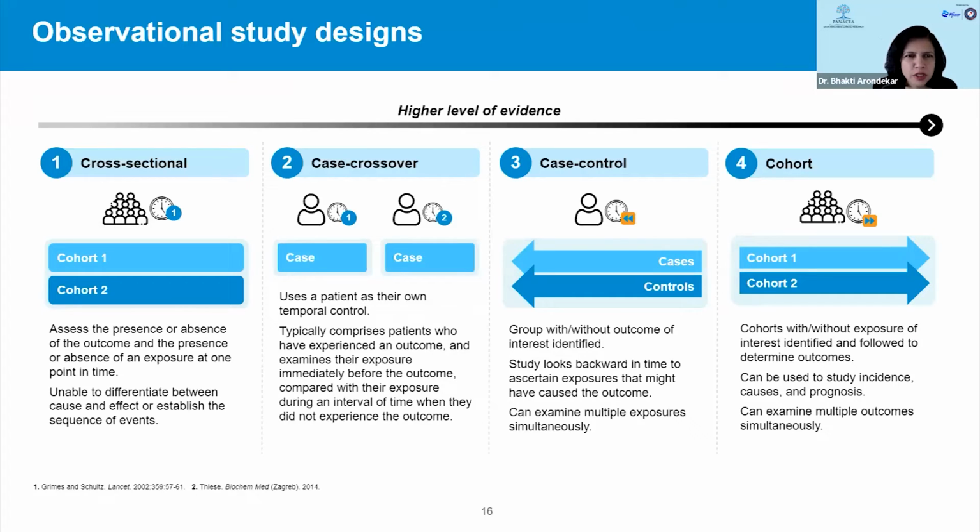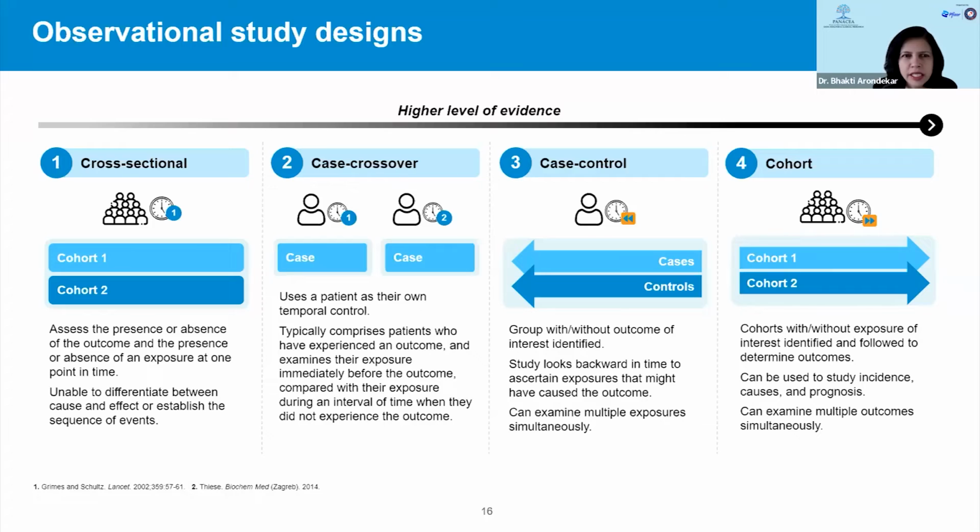The first one is cross-sectional. By the way, I should also point out that as you go from cross-sectional all the way to cohort study designs, the level of evidence that you get out of it actually increases, and you get a higher level of evidence when you do a cohort type of study.